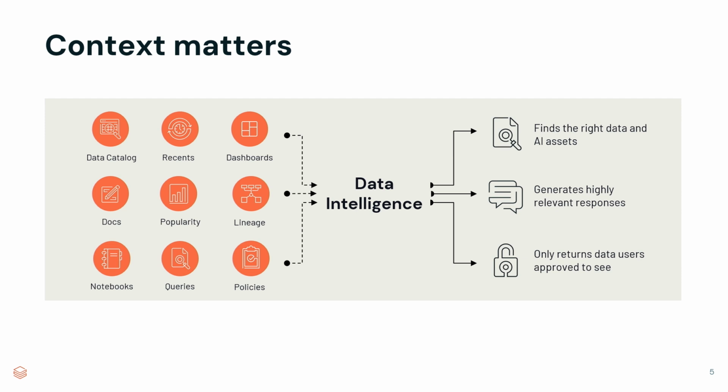There's a broad collection of context that the Assistant can leverage beyond Unity Catalog. For example, popularity signals, lineage, notebooks, documentation, and a lot more. And all of this comes together under what we call data intelligence. This enables the Assistant to help you find the right assets for your task, to generate better responses, and all while respecting your governance and permissions.